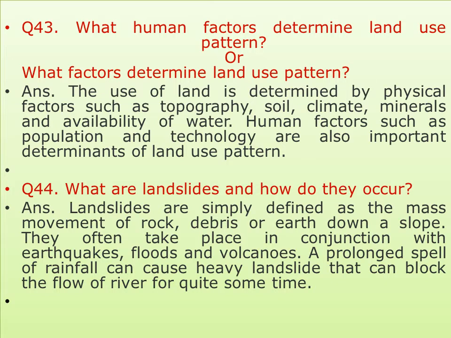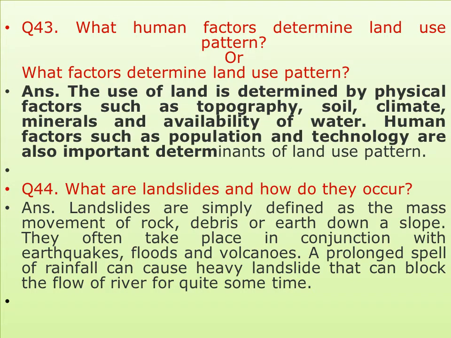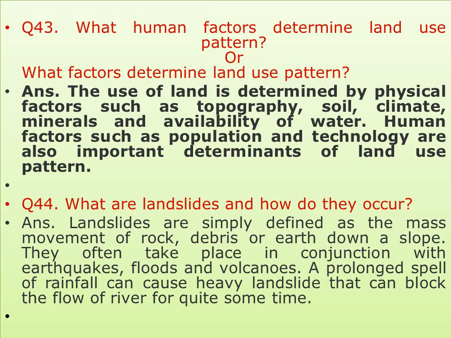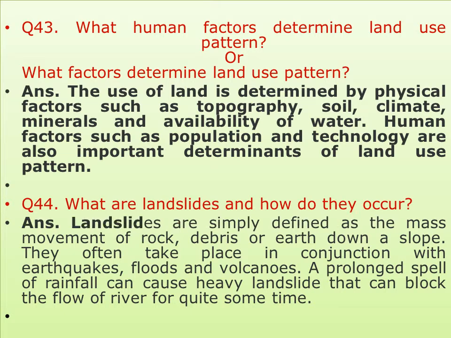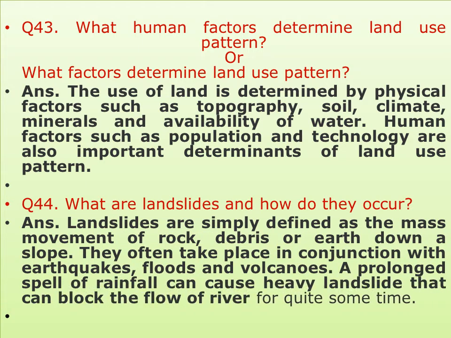Question number 44. What are landslides and how do they occur? Answer. Landslides are simply defined as the mass movement of rock, debris, or earth down a slope. They often take place in conjunction with earthquakes, floods, and volcanoes. A prolonged spell of rainfall can cause heavy landslides that can block the flow of a river for quite some time.